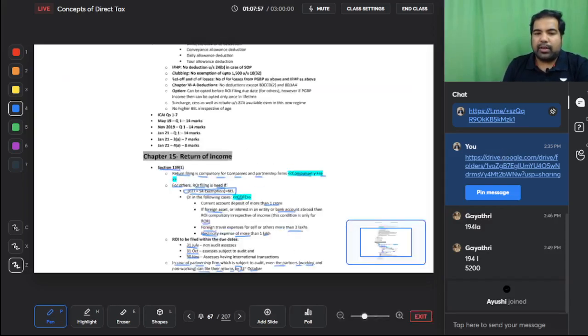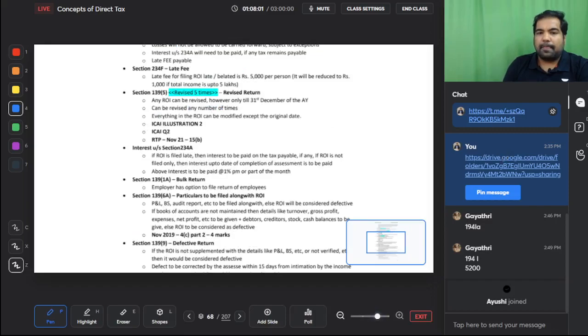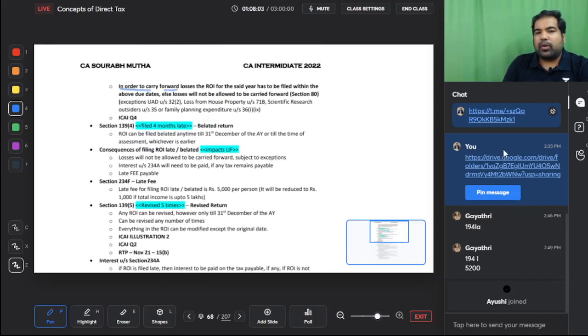So just showing you that section 139, loss return. In order to carry forward losses, the ROI for the said year has to be filed within the above due dates, else losses will not be allowed to be carried forward. Section 80. Exceptions 1, 2, 3 and 4.